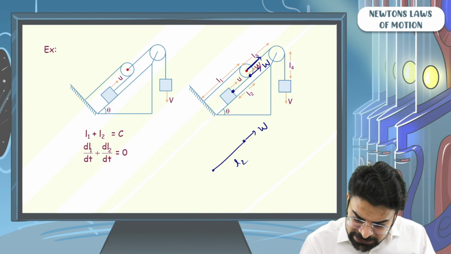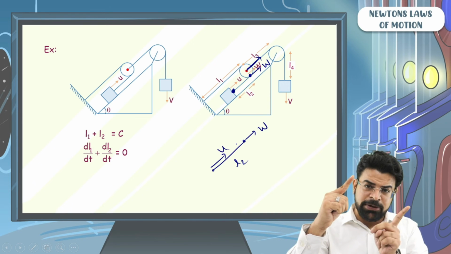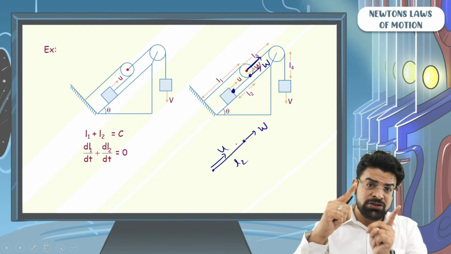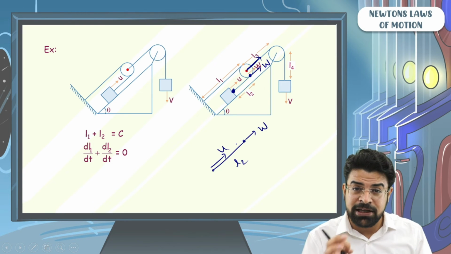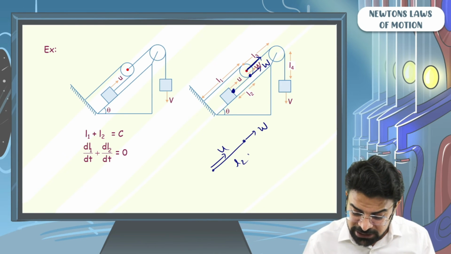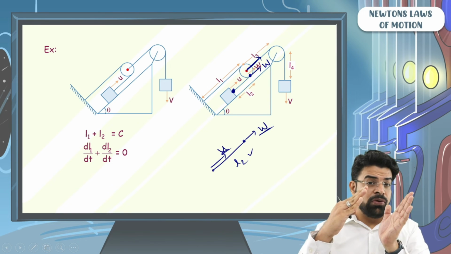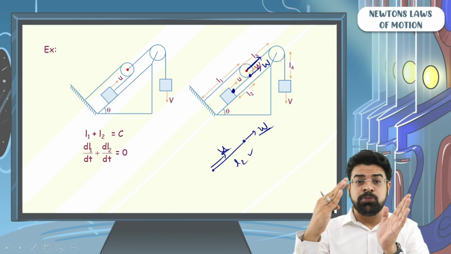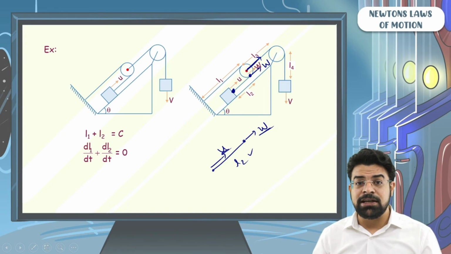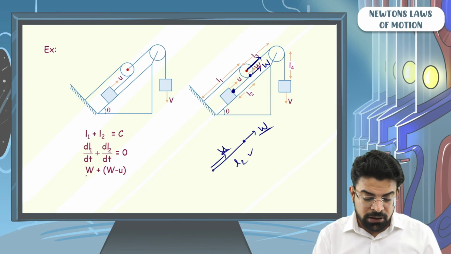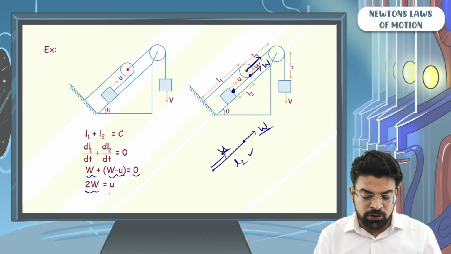Now look at this second terminal. It goes up the incline with a speed u. This speed u is trying to decrease the length. So w is trying to increase the length, u is trying to decrease the length. What will you write? dl2 by dt. So sir, we will say that dl2 by dt is w minus u. W is trying to increase the length, which we take as positive. U is trying to decrease the length, which we take as negative. So we will write it as w minus u. So you get w plus w minus u equals to 0 or 2w equals to u.